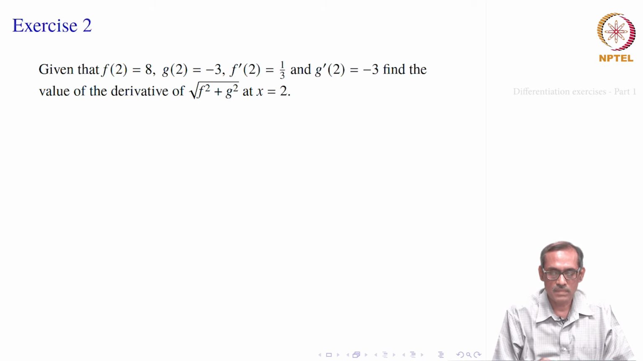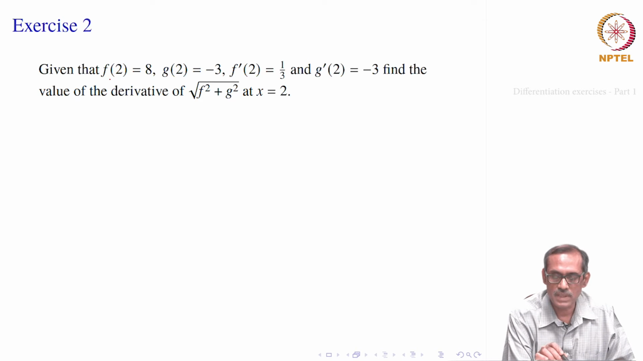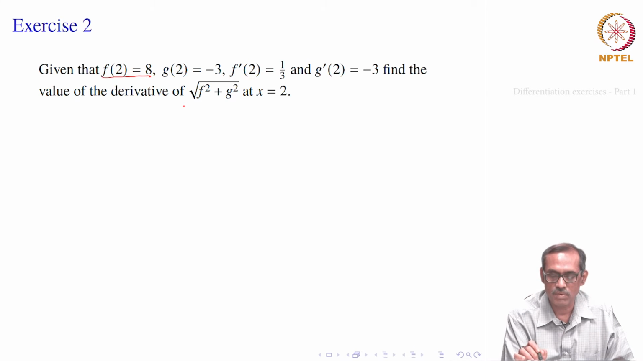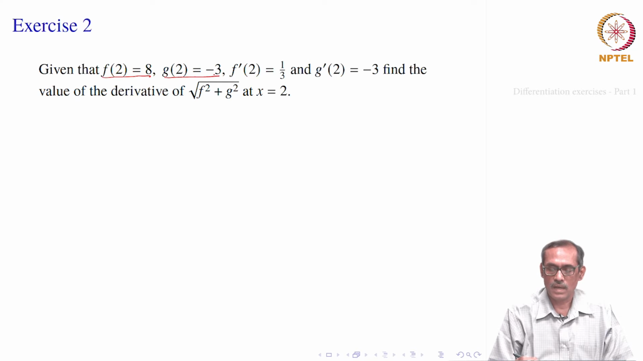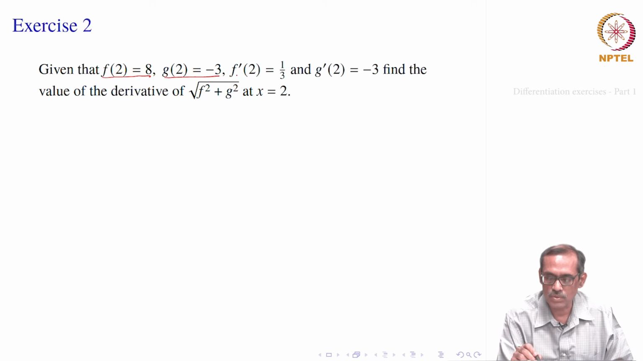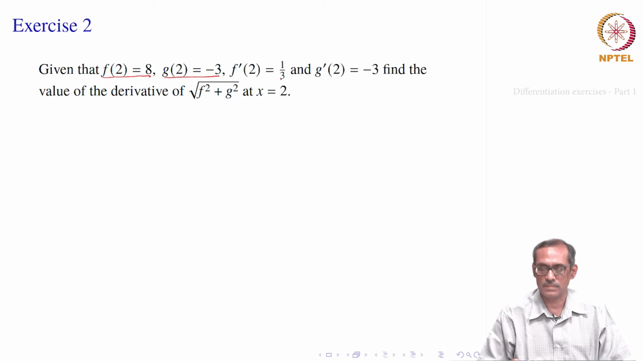So, in this problem we are given that f is a function where f of 2 equal to 8. We assume that it is defined everywhere unless there is some problem. Next, there is another function which is g. It is given that g of 2 is equal to minus 3, and also we are given their derivatives, both at 2. So, f prime at 2 equal to 1 divided by 3 and g prime at 2 equal to minus 3.